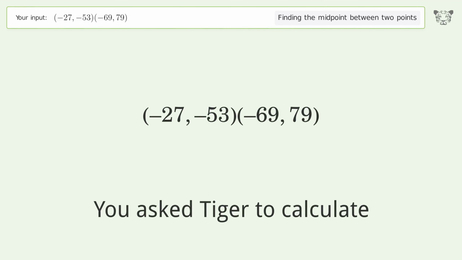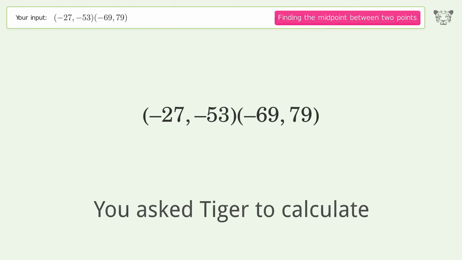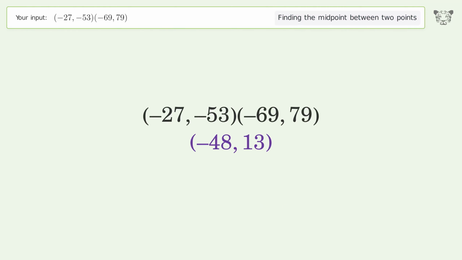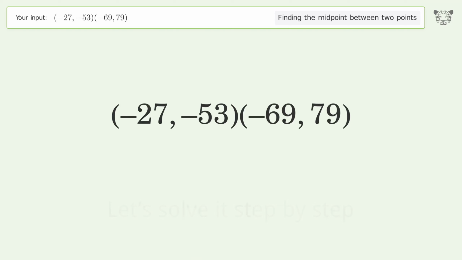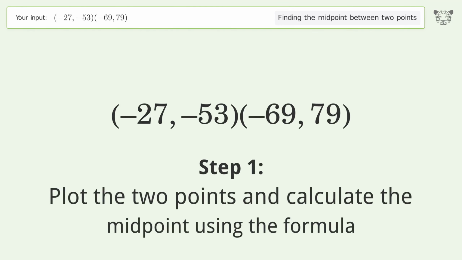You ask Tiger to calculate. This deals with finding the midpoint between 2 points. The midpoint between the 2 points is negative 48,13. Let's solve it step by step. Plot the 2 points and calculate the midpoint using the formula.